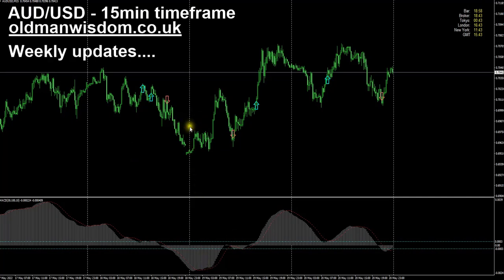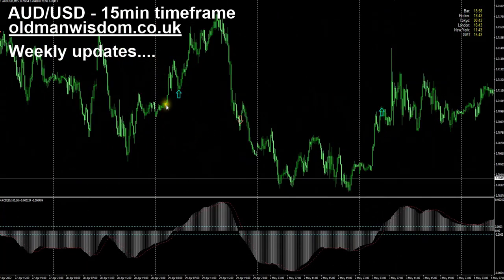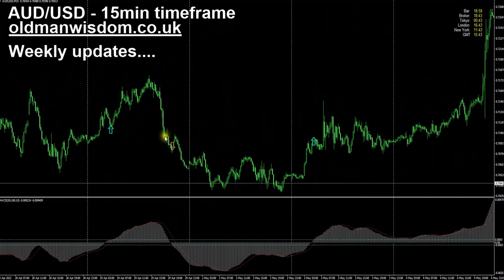We're currently looking at AUD/USD. This is the 15-minute chart, and I'm just going to do a little experiment with you with one of my indicators. Here you see that we're going to go back a few days. We're just going to randomly go back. So let's go back to, let's say, the beginning of May.